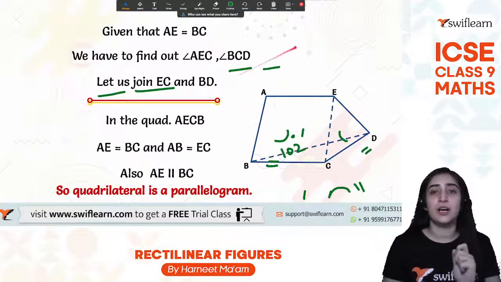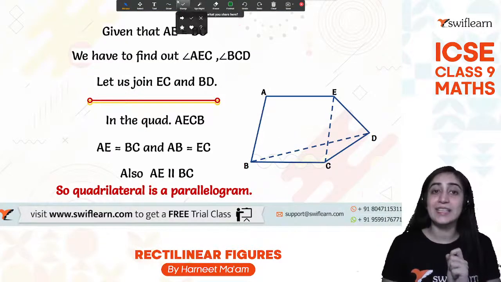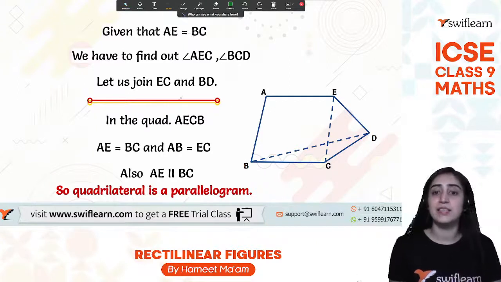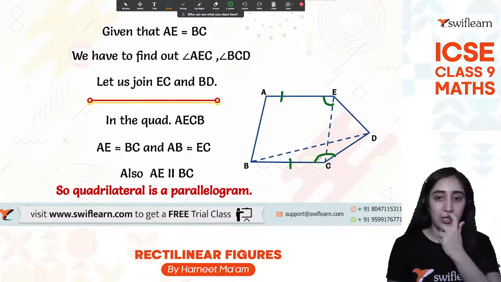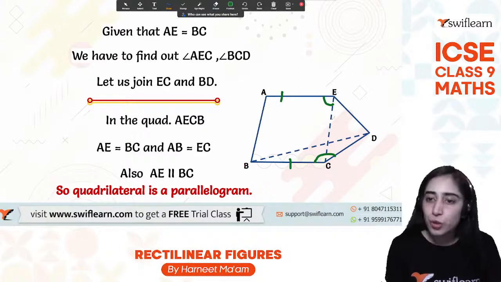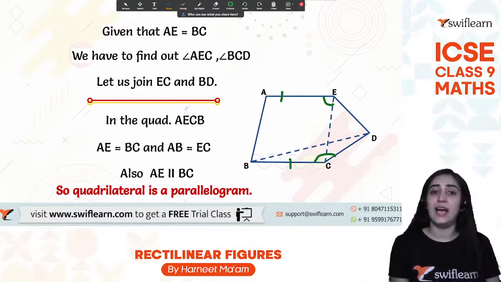All right. So here we go with the first thing that we have to do for today, how we solve it. We'll say that it is given that AE is equal to BC. We need to find these angles. Let me mark it on this figure so that we know which angles we need to find. We need to find these two angles. So let us join EC and BD.